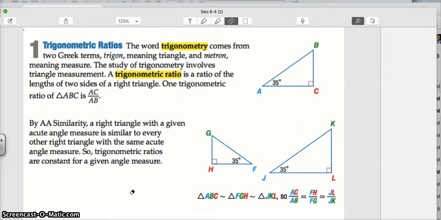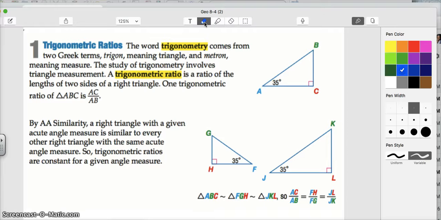So trigonometric ratios, the word trigonometry comes from two Greek words, trigon meaning triangle and metron meaning measure. The study of trigonometry involves triangle measurement. We talked about that. A trigonometric ratio is a ratio of the lengths of two sides of a right triangle. What I like about this little example here is that we have three different right triangles that have a degree measure of 35, and therefore we know that these three triangles are similar, right? We can go back to some of the definitions of similar triangles.